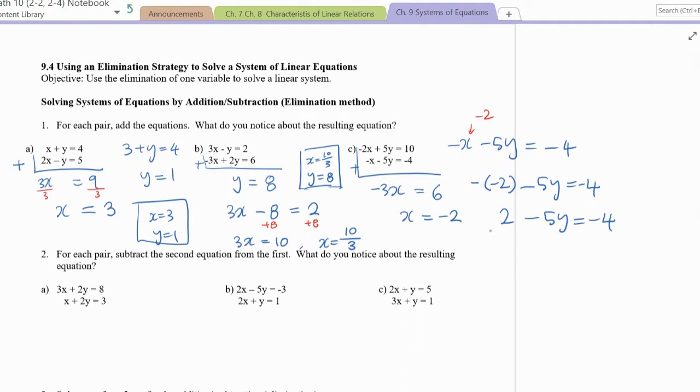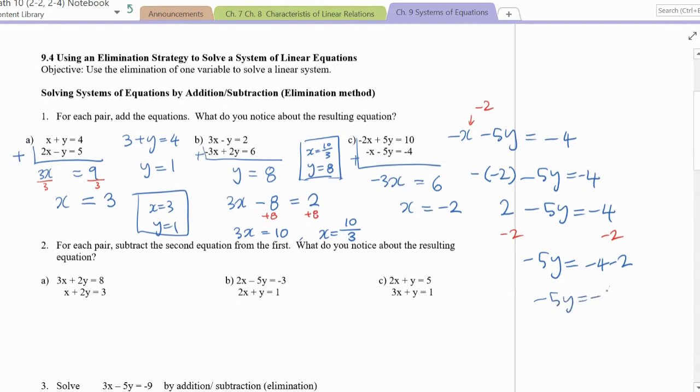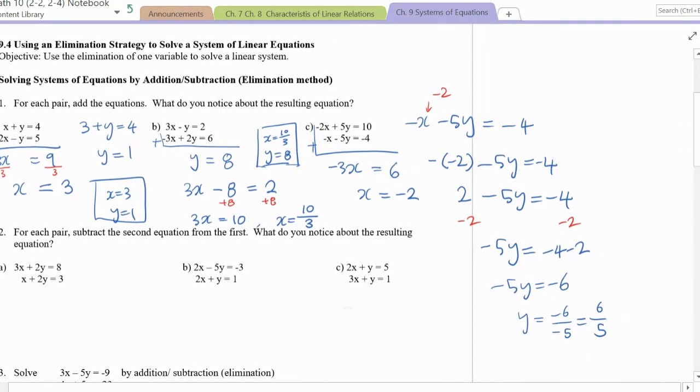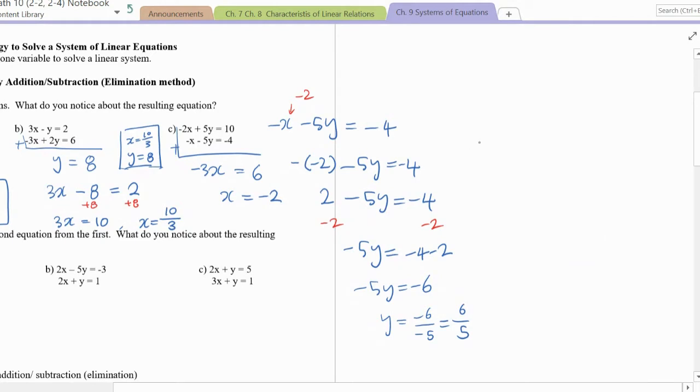Okay, so we're going to isolate the y term. So let's subtract 2 from both sides. Then that will be negative 5y equals negative 4 minus 2. Then negative 5y equals negative 6. And divide both sides by negative 5. Then y will be negative 6 over negative 5. And that is 6 over 5. So x is negative 2 and y is 6 over 5. So this is the answer.